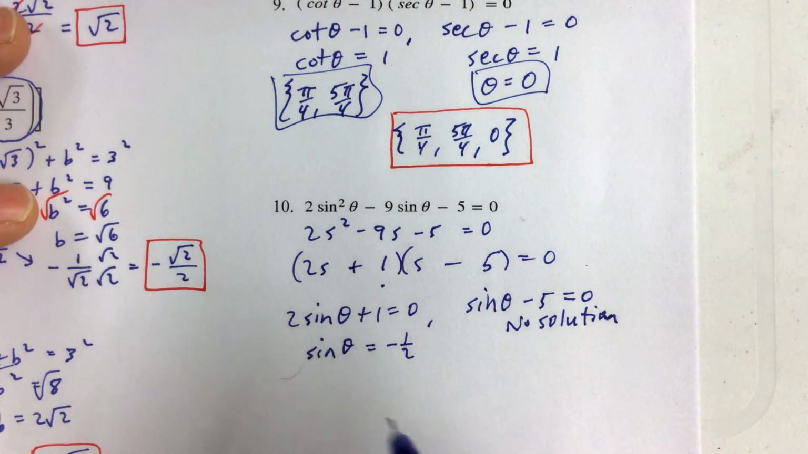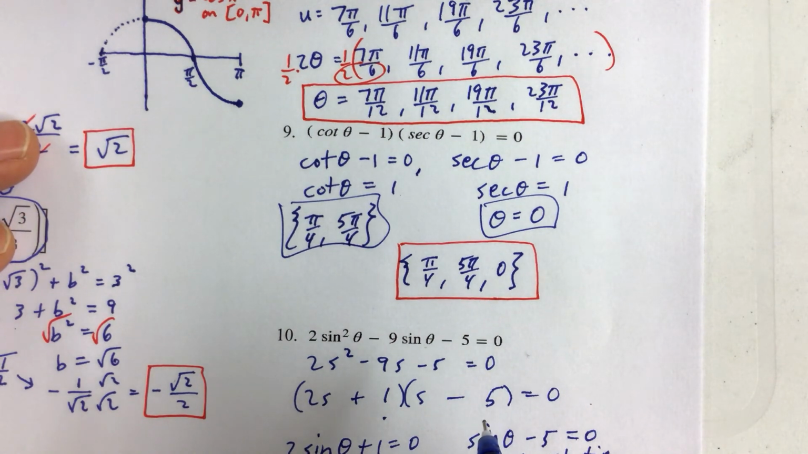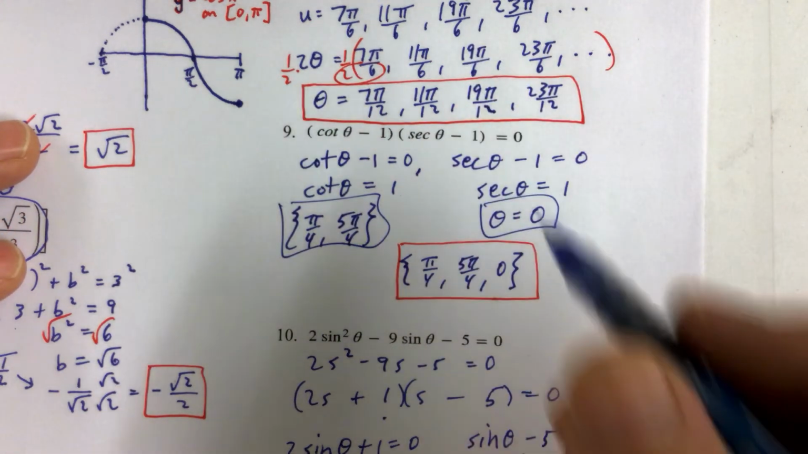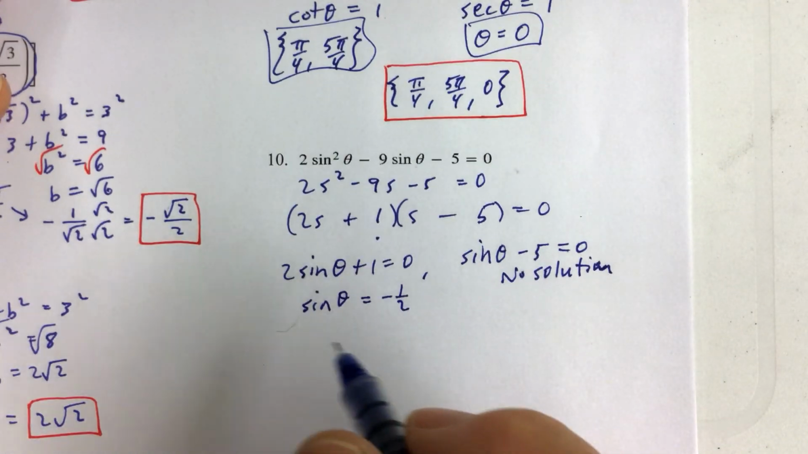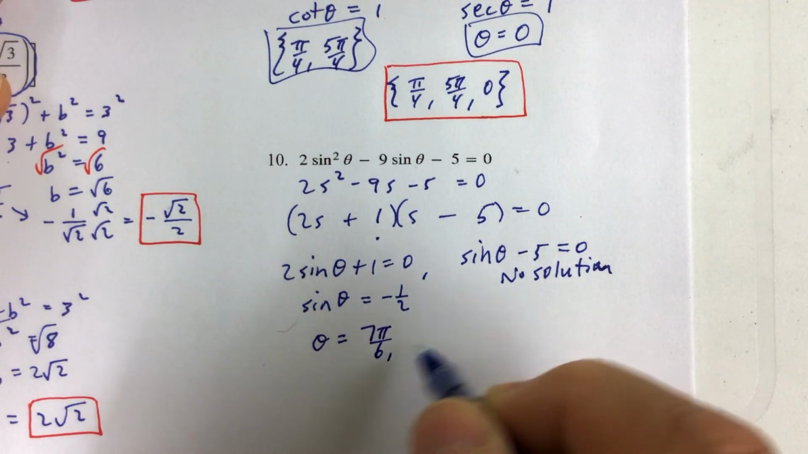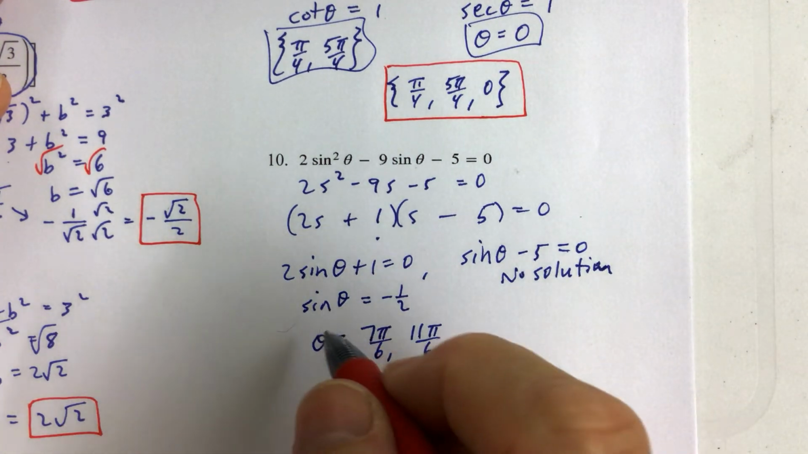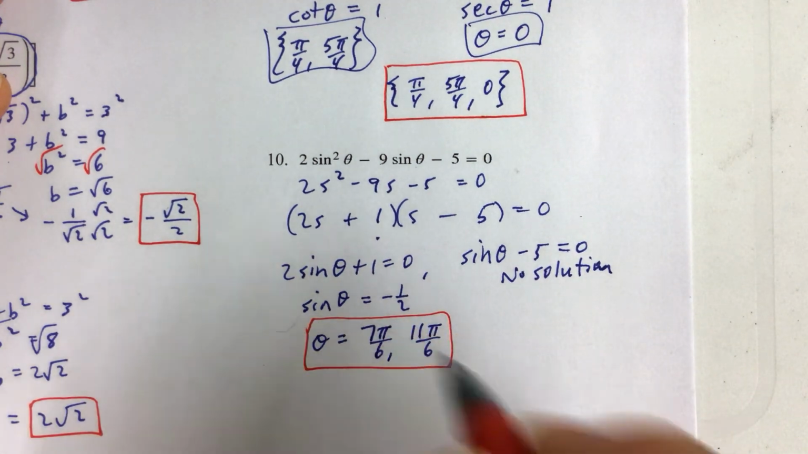And I think we already had that up there somewhere, didn't we? Yeah, oh yeah, back in problem 8. So sine is negative 1/2 where theta is equal to 7 pi over 6 as well as 11 pi over 6. And that's it. Hope that helps.